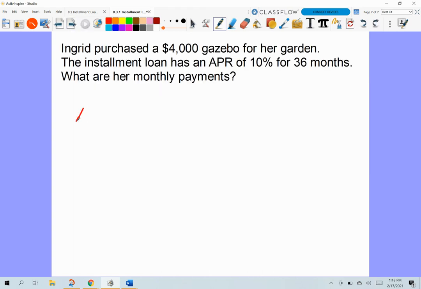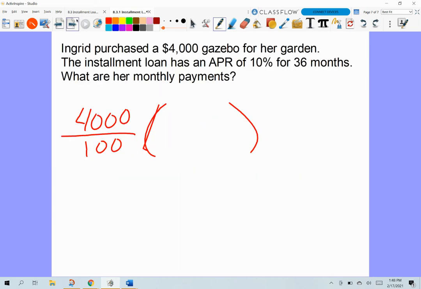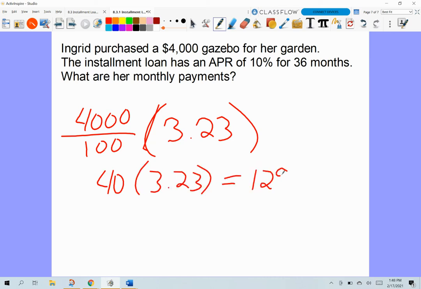So Ingrid purchases a $4,000 gazebo. We're going to divide that by 100. And then I need to look up the 10% for 36 months. So I'm going to have to jump back to my table here. 10%, 36 months, $3.23 will be her payment on that. So 4,000 divided by 100, and we're going to multiply that by 3.23. That's 40, by the way. So $3.23 times 40 is $129.20.